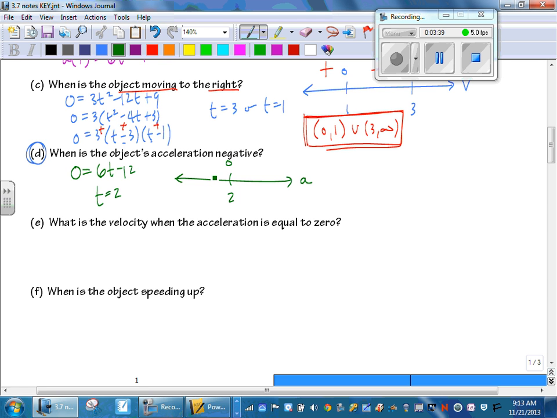So if I put 1 into our acceleration, 6 times 1 minus 12, that's going to give us a negative value. All of those accelerations to the left of 2 are going to be negative. Then if we put 3 in, we get 18. That's positive. All the accelerations to the right of 2 are going to be positive. So we were asked when's the object's acceleration negative. That's going to happen from 0 to 2.